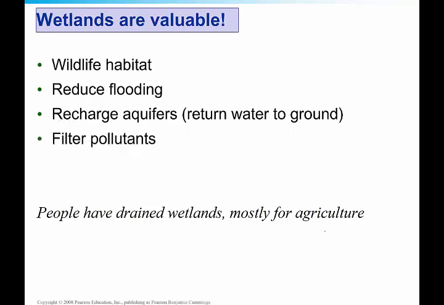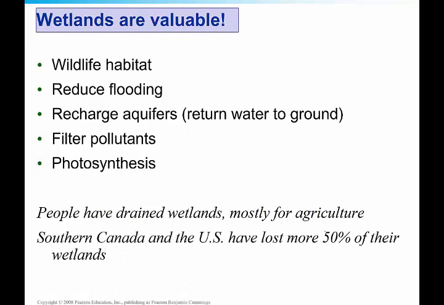They filter pollutants, and they're a place of photosynthesis. So people have drained wetlands, mostly for agriculture, for a long time. And unfortunately, at this point, southern Canada and the U.S. have lost more than 50% of their wetlands.